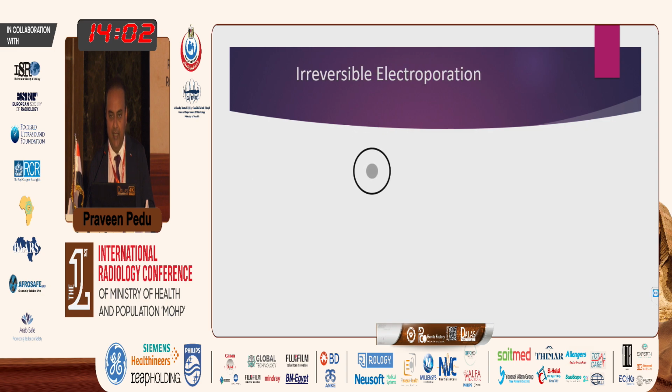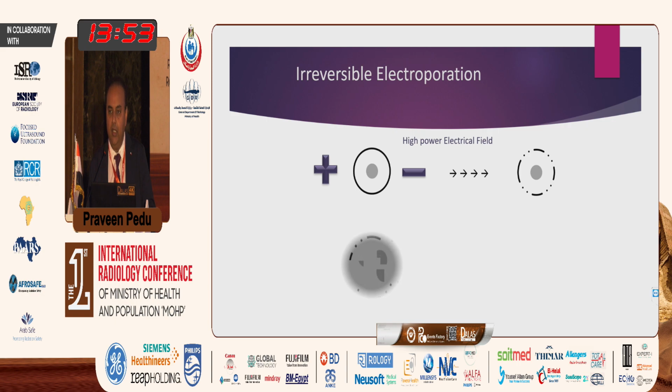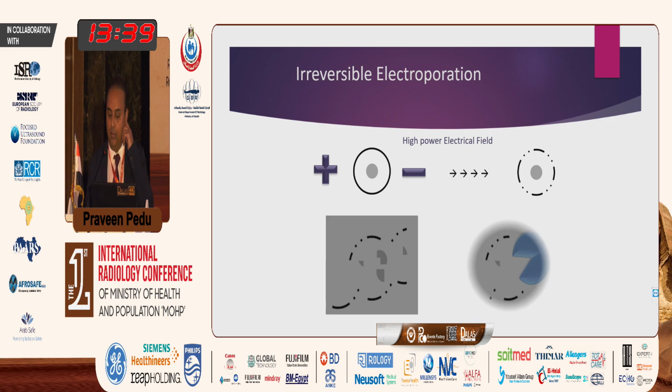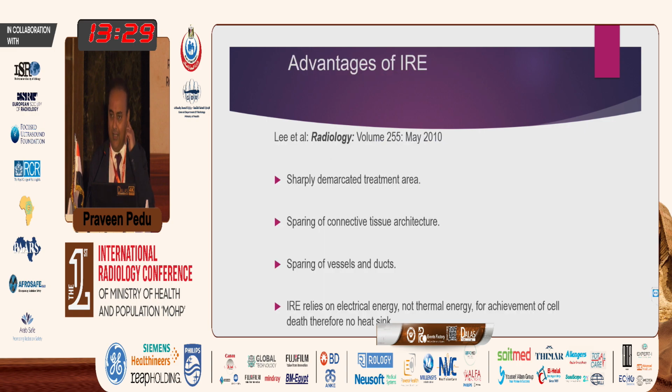This is a schematic illustration of how this technique works. Here is a cell, and if you apply a high voltage electric field on either side of the cell, we create these multiple holes within the cell membrane. These are called nanopores, and that's why the technique is called nanoknife. These nanopores result in exudation of the cell contents, the cell becomes unstable, and eventually cell death occurs by apoptosis. And macrophages come and remove the dead cells, so you see very little in the way of scarring after a treatment like this. What are the advantages of IRE?